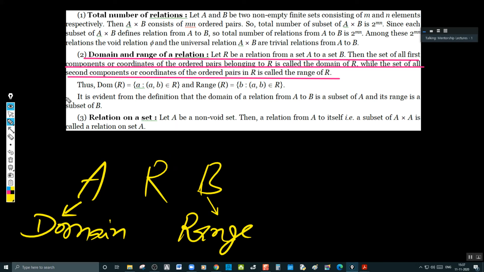So how did he define it? Thus, the domain of R is equal to the set of a such that (a, b) belongs to R, and the range of R is equal to the set of b such that (a, b) belongs to R. Input is a, output is b, shown as the ordered pair (a, b). It is evident from the definition that the domain of a relation from A to B is a subset of A and its range is a subset of B. What does it mean?